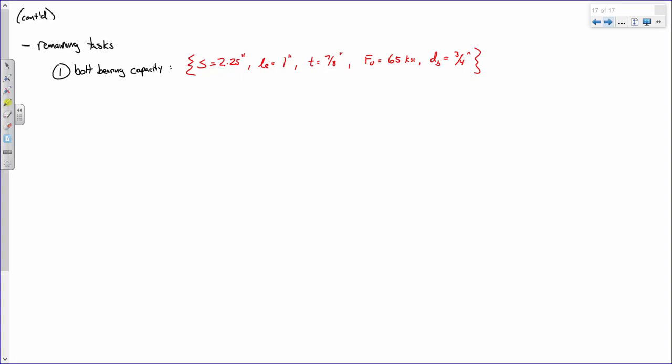The only other thing you need to know is how many edge bolts you have and how many interior bolts. Now help me out. For this connection, how many edge bolts and how many interior bolts do we have? How many edge bolts? Three. How many interior bolts? 12, right? So compute the capacity of an edge bolt, compute the capacity of an interior bolt, and there you go.